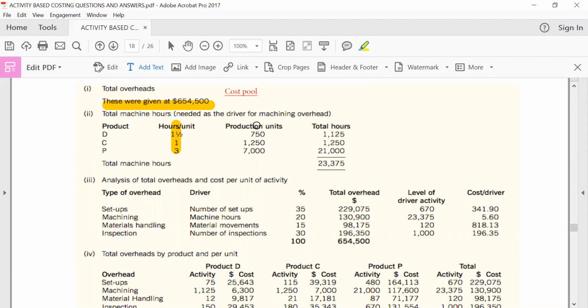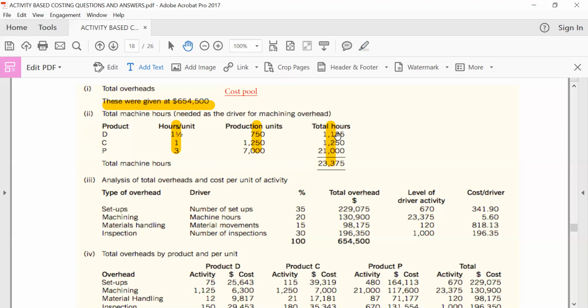So how did the examiner get this 750, 1250? Because they have given us the machine hours for 1 unit. If you want to get the total machine hours for the product, you multiply by the total output, right? You want to get the total machine hours. The total machine hours here is that, right?